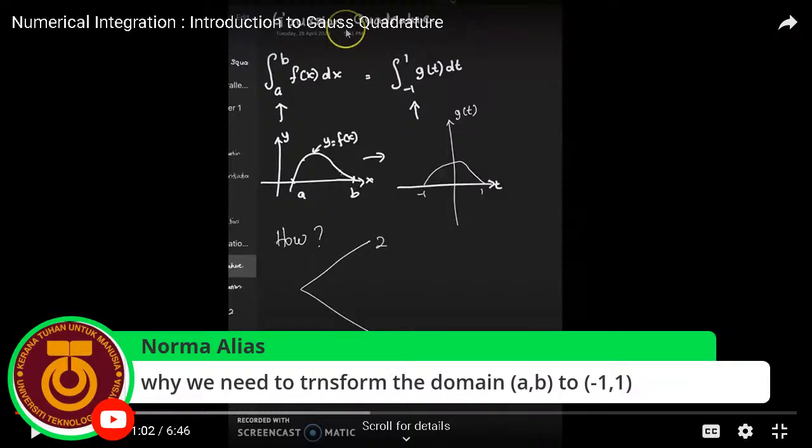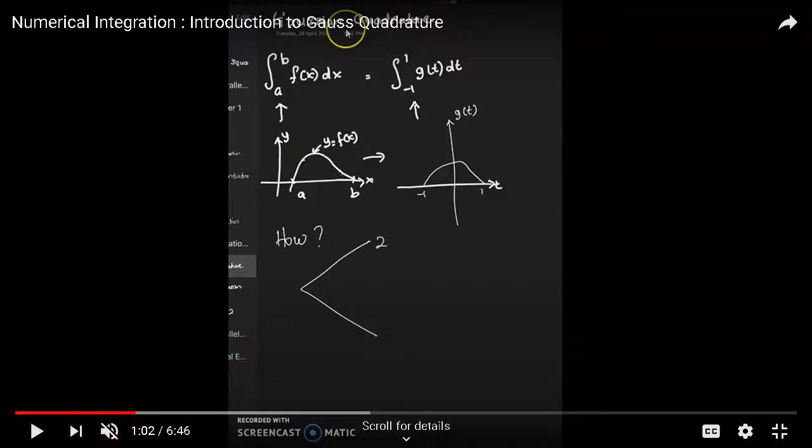Why do we need to transform the domain for the graph f(x) between a and b to negative 1 and 1? The whole answer shows that there is another way to do the integral, which we call Gaussian quadrature, where the graph should be symmetric. Second, we need to transform from the original domain a and b to the dimensionalized domain, negative 1 and 1. So these are the two cases we need to use. My next session is how to do that.